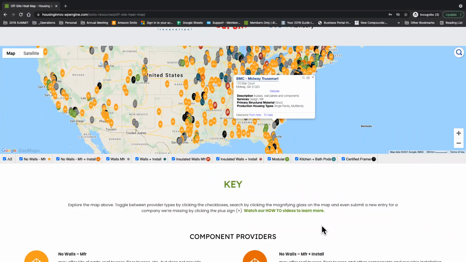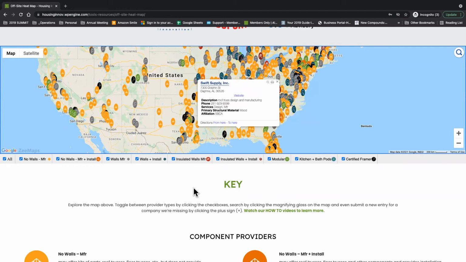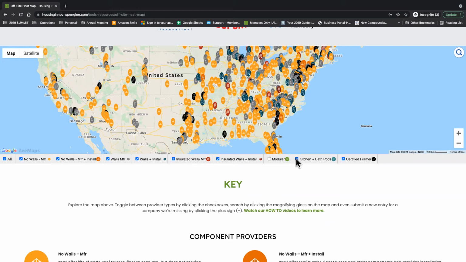So let's look at a different market. Let's look down at Texas. You can see here on the map that there are a number of component manufacturers here. And just at a glance, you can see that there aren't a lot of wall system manufacturers. So I'm just going to play with this for a minute and give you another scenario to chew on for a moment.